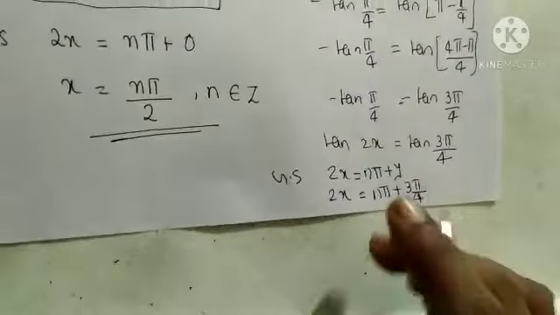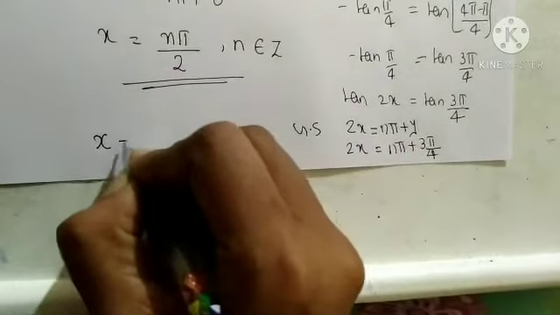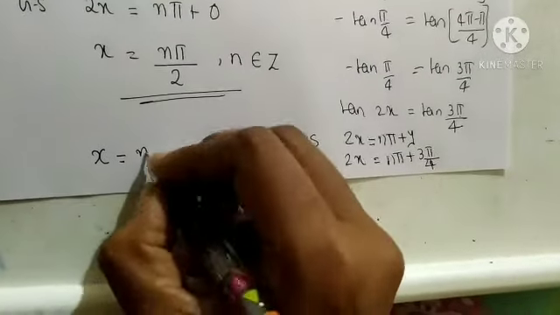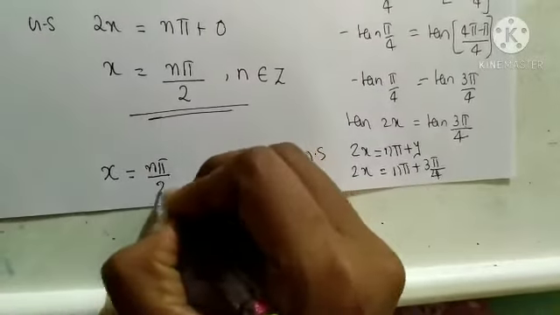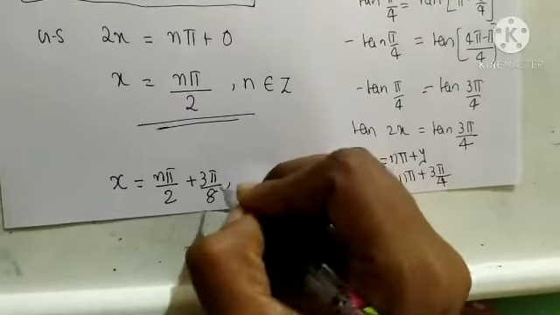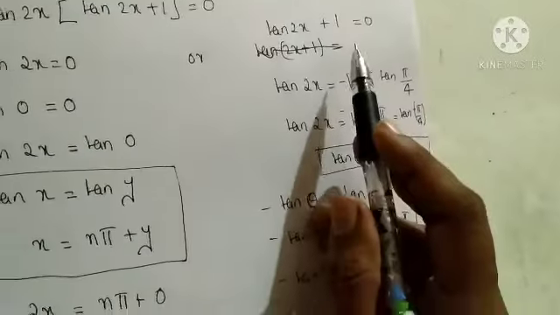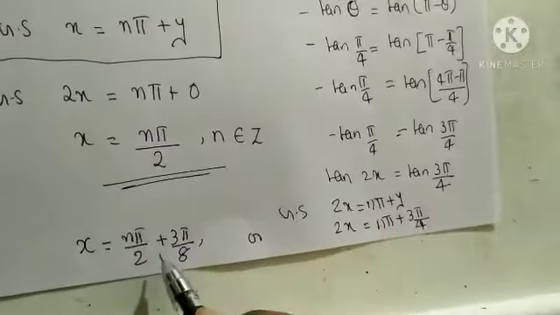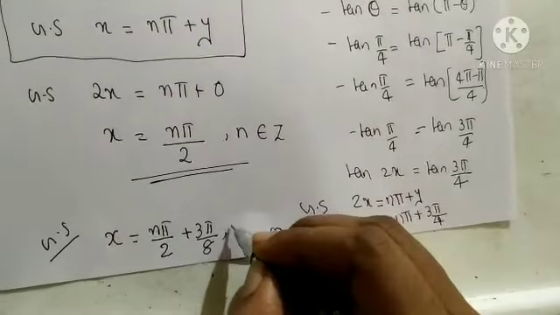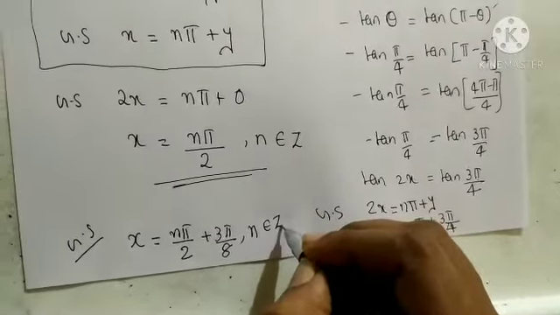Dividing each term by 2, x equals n pi by 2 plus 3 pi by 8, which is the general solution of tan 2x plus 1 equals 0. Okay, so these are the two general solutions. Always remember n is an element of the set of integers.